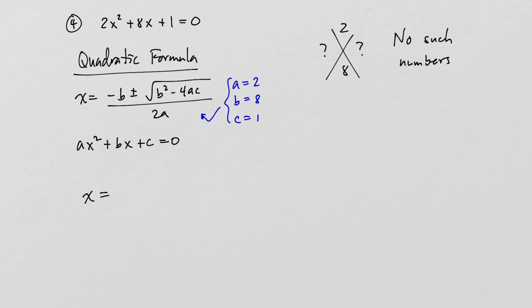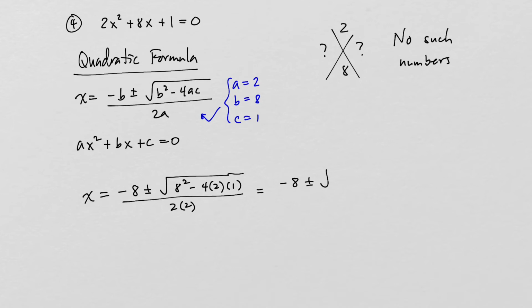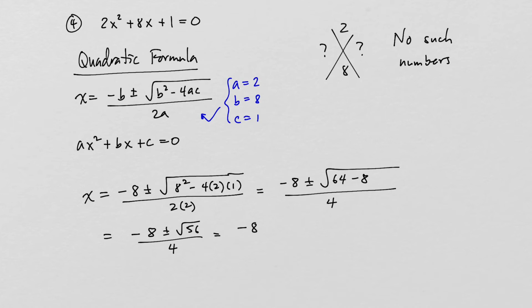And when we do that, we get the following expression here, and we'll go ahead and simplify. So we have negative 8 plus or minus the square root of 64 minus 8, all divided by 4. And 64 minus 8 is 56. And then we need to simplify the radical there. So we need to know that 56 is 4 times 14. And the square root of 4 is 2.